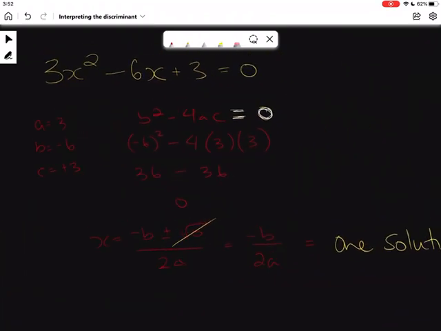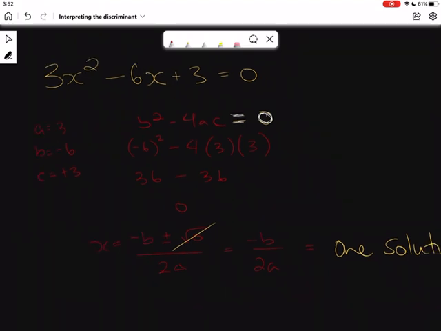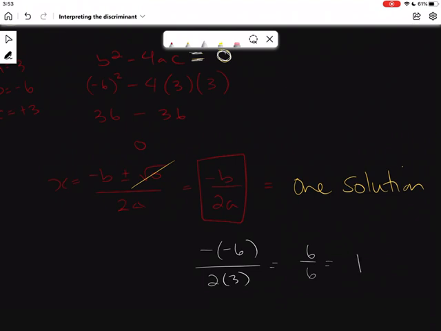And then the last case is one where b squared minus 4ac actually just equals 0. In which case I'm not adding or subtracting anything. All I have is just negative b over 2a. And in this case, we could even calculate this number. You'll end up getting negative negative 6 over 2 times 3, which ends up being positive 6 over 6. So actually my x is equal to 1 here. And what that means is that I have one solution.